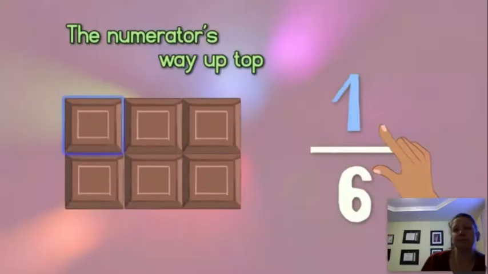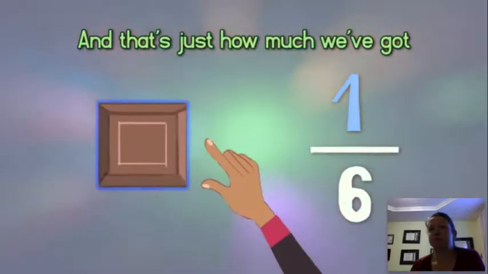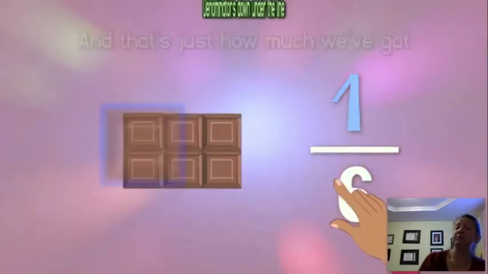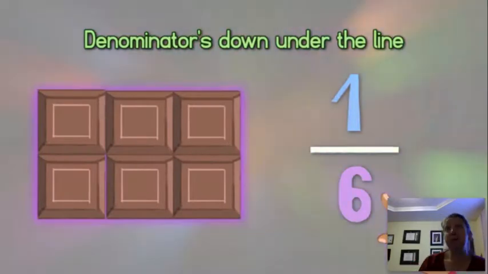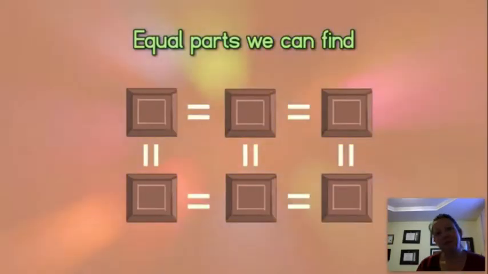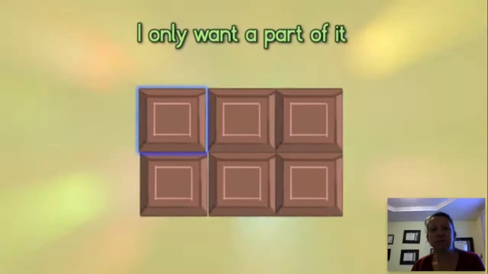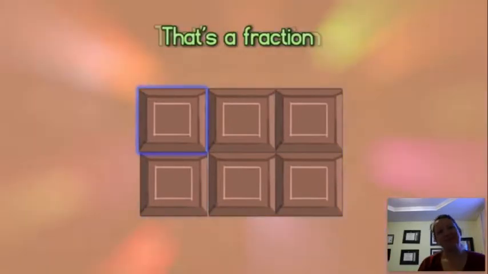The numerator's way up top, and that's just how much we got. Denominators down under the line. Equal parts we can find. Only want a part of it. That's a fraction.